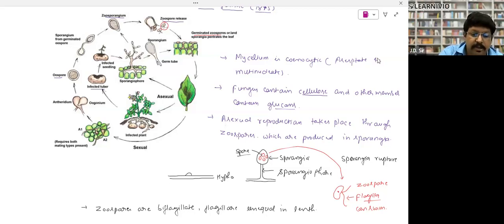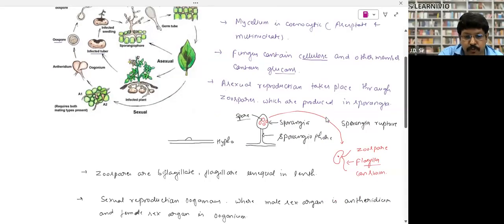Next, asexual reproduction takes place through the zoospores, which are produced in sporangia. So this is hypha. This is sporangia. It has some spores known as zoospores, right? So basically, zoospores are a type of spore. They have flagella and they can swim in the water. Clear?